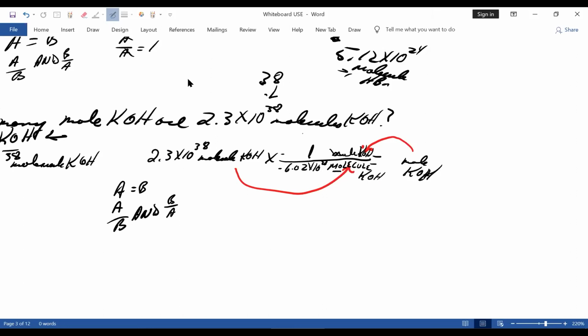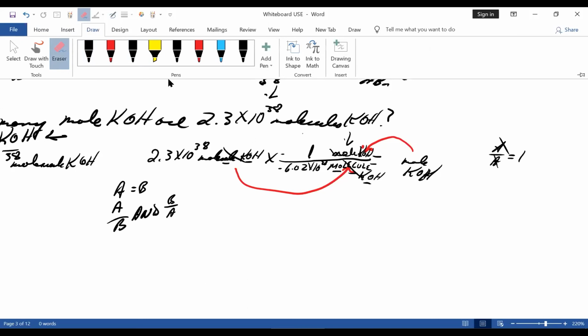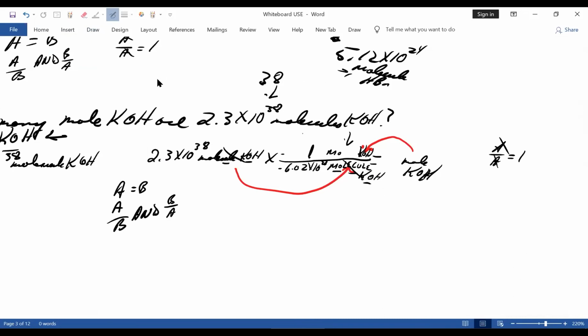And now let me check my units. Notice molecules of KOH divided by molecules of KOH, anything divided by itself cancels out because it becomes number one. Am I having the right units? And the answer is yes, that's moles of KOH, even though it looks unreadable, so I better fix it up here. Now it's better. And now I can go to my calculator and do that.